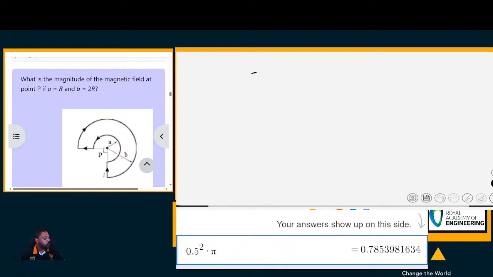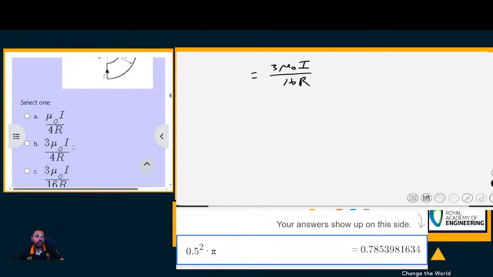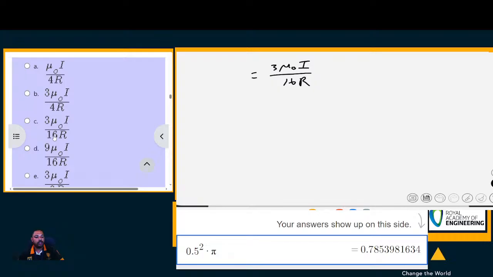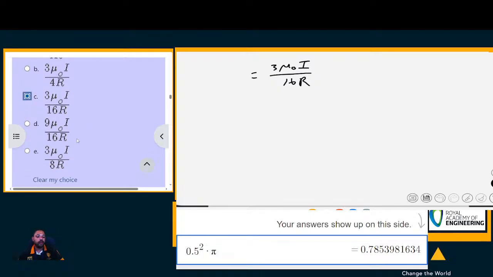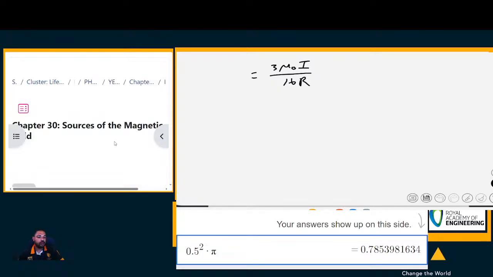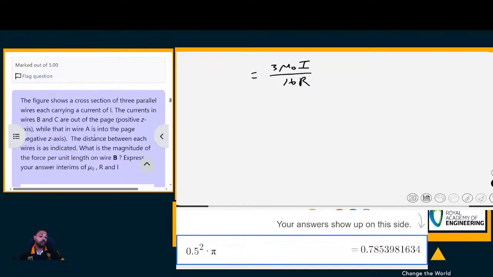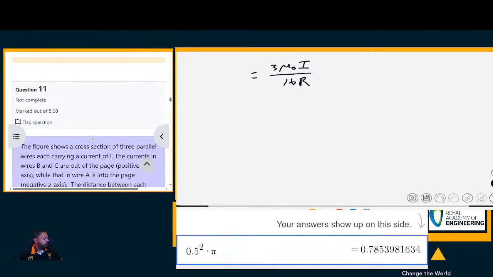So 3 mu naught I over 16R is the answer that we got. Let's check if there is a 3 mu naught I over 16R as an answer. 3 mu naught I over 4R? No. 3 mu naught I over 16R, yes. Your answer is correct. It is 3 mu naught I over 16R. Okay, that is wonderful. Question number 11.